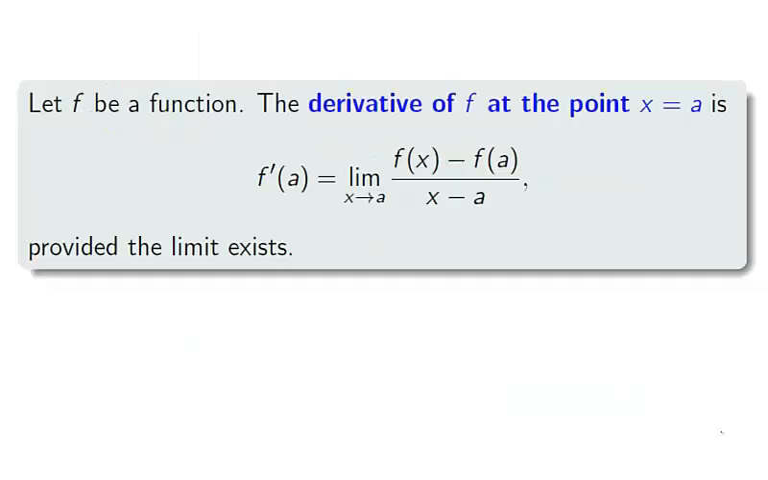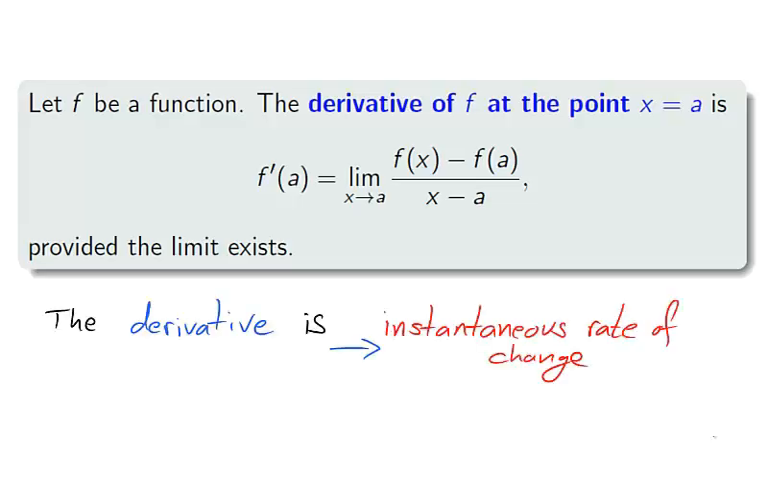As promised in the introduction, we conclude section 2.1 by defining the derivative of a function. Derivatives will often be denoted by f prime, and the derivative of a function f at the point x equals a is the instantaneous rate of change of f at x equals a. That is, the derivative is the slope of the tangent line.